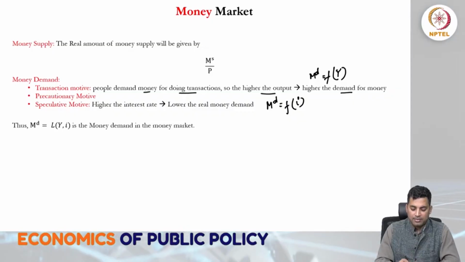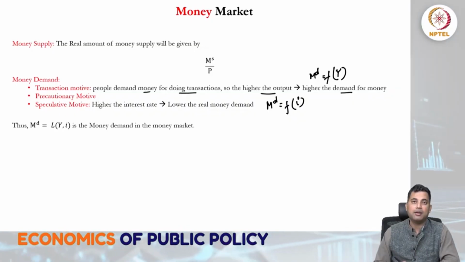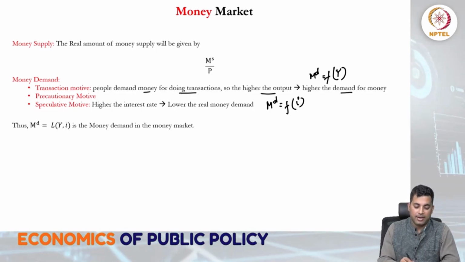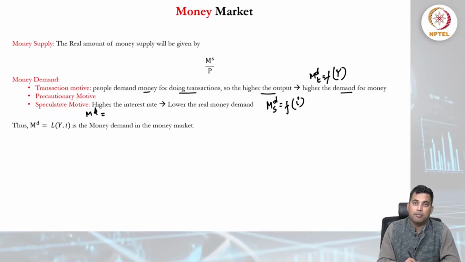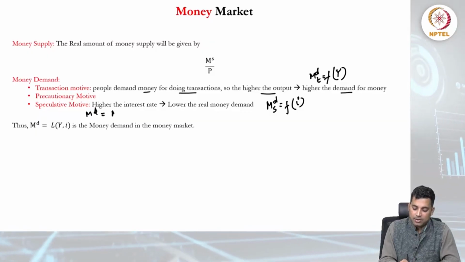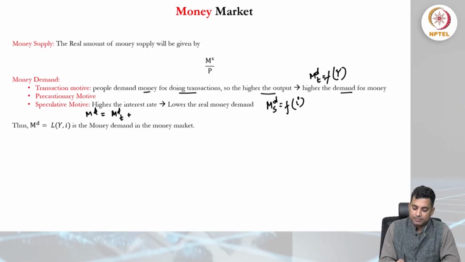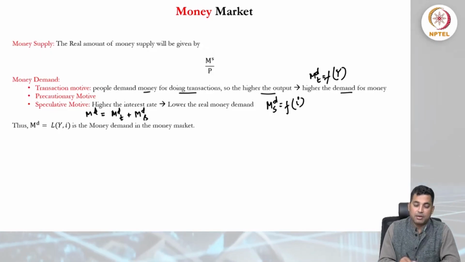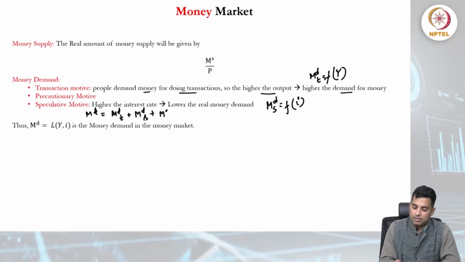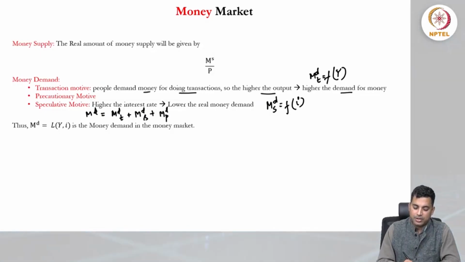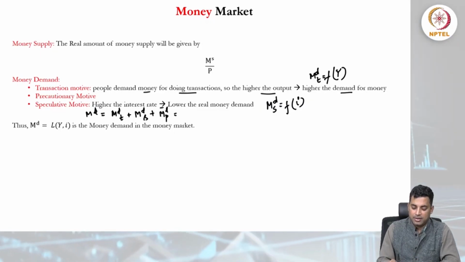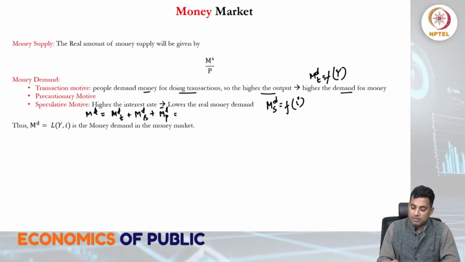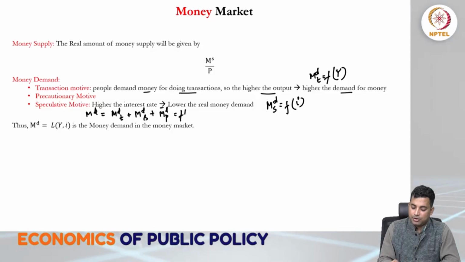So money demand overall, if we combine all demand for money, we can say here it's speculative and this is for transaction. So overall demand for money, we can say transaction demand for money plus speculative demand for money plus precautionary demand for money. Precautionary demand for money is fixed, and therefore transaction demand for money is a function of income.